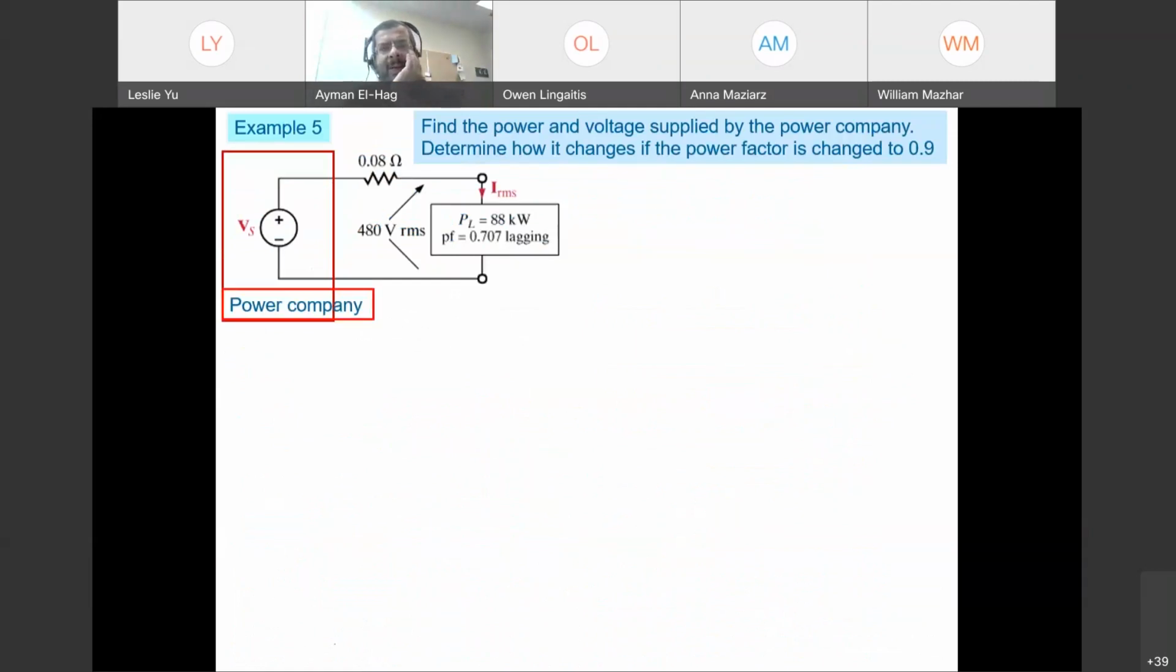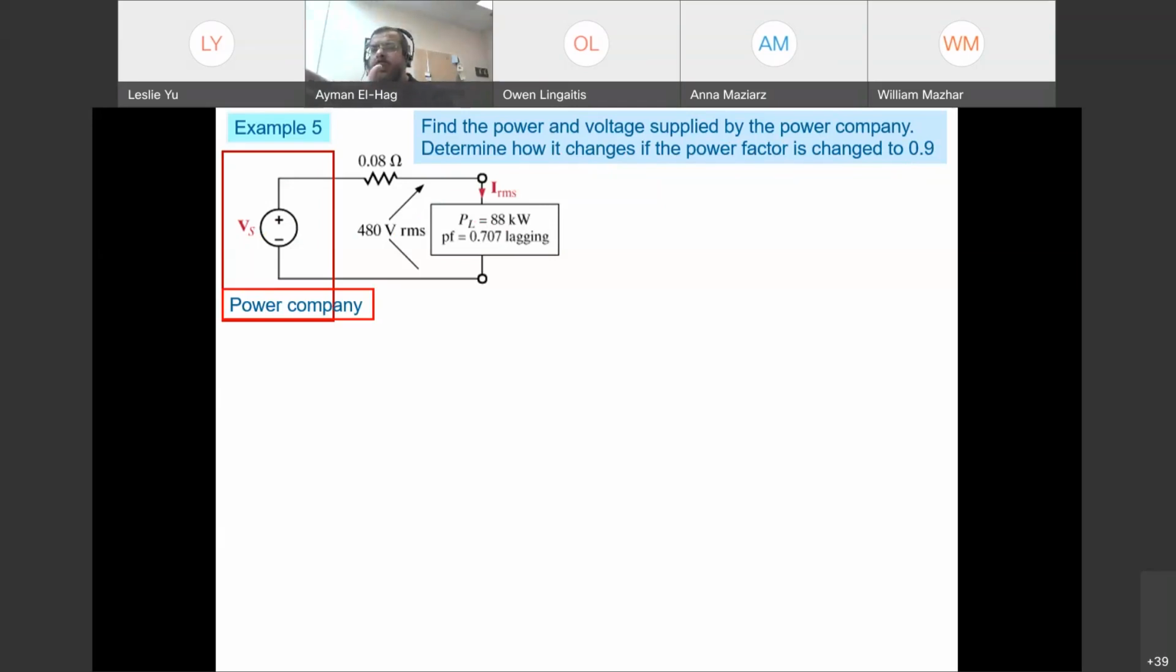And in this example, we will see the impact of the power factor. It says find the power and the voltage supplied by the power company, and determine how it changes if the power factor is 0.9. So we will find the power supplied by the power company. This is again 88 kilowatts. This is huge, this is a building. It could be like a 3-story building, so we have like 6 apartments, or let's say 4 apartments. So this is not a simple house.